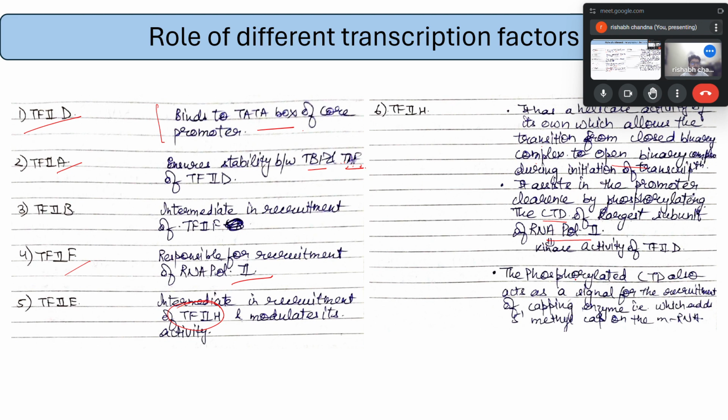The phosphorylated CTD also acts as a signal for recruitment of the capping enzyme and the further RNA processing enzymes. Okay, so TFIIH is the helicase enzyme, and it also has a phosphorylation activity that phosphorylates the carboxy terminal domain of the RNA polymerase II.